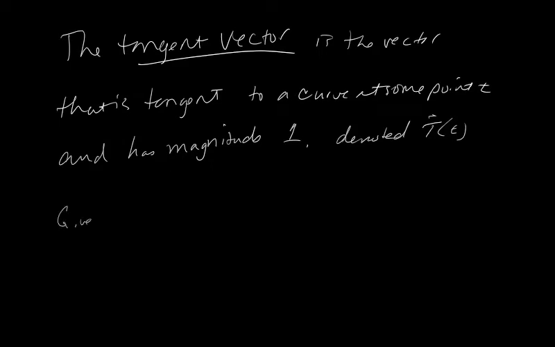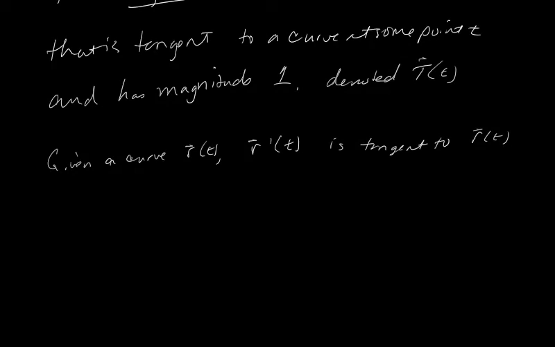Okay, so given a curve r of t, r prime of t, aka v of t, is tangent to r of t. Okay, so then if we normalize that derivative, r prime of t, we have our tangent vector. So T of t is equal to r prime of t divided by the magnitude of r prime of t. So we're just normalizing that vector.